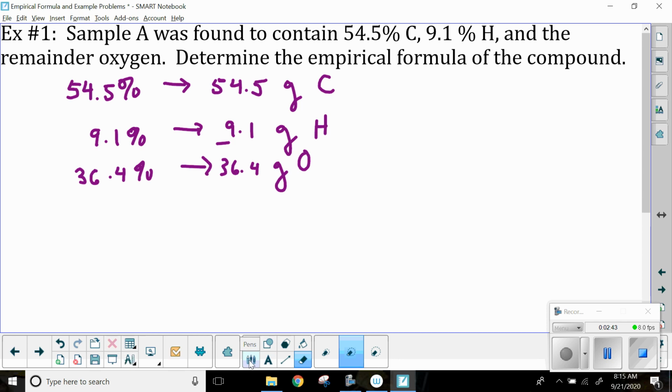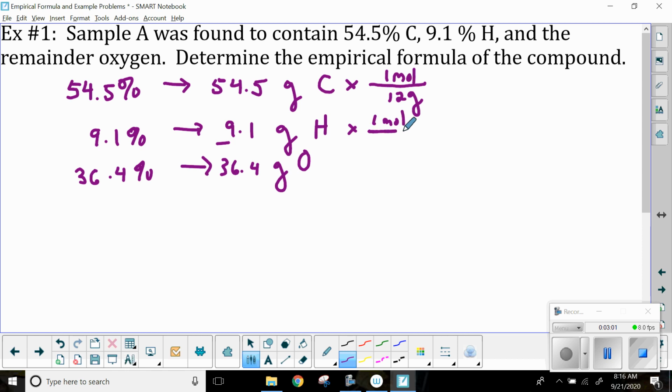Next thing I'm going to do is mass to moles. So that's where I'm going to use that molar mass that's on the periodic table. I'm going to multiply carbon times 1 mole over 12 grams. Again, that 12 grams comes directly off your periodic table. Hydrogen, I'm going to do 1 mole over 1 gram. And oxygen, I'm going to do 1 mole over 16 grams.